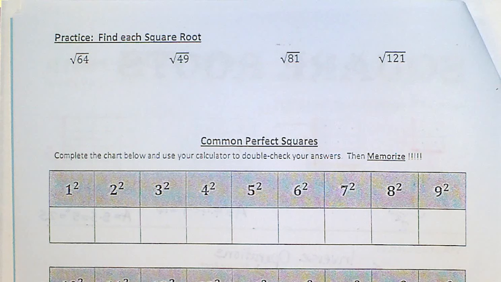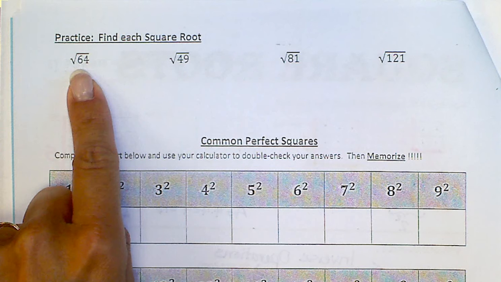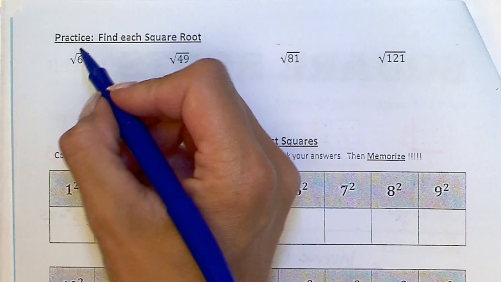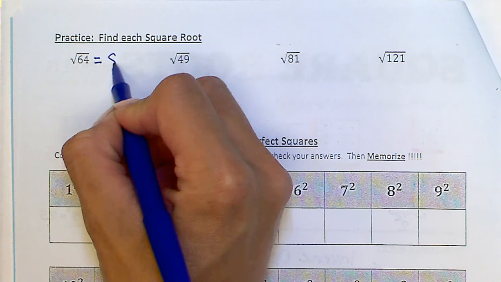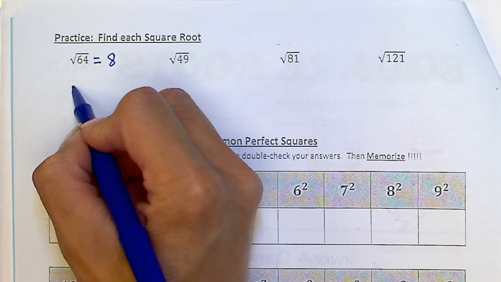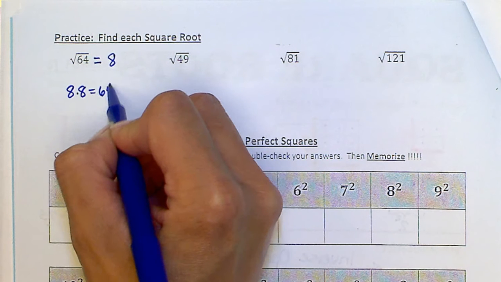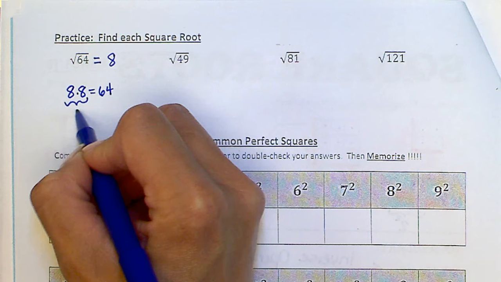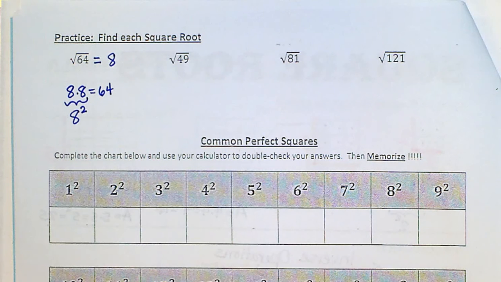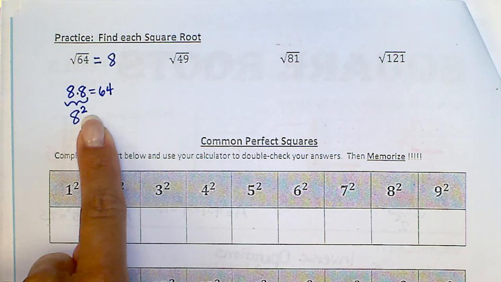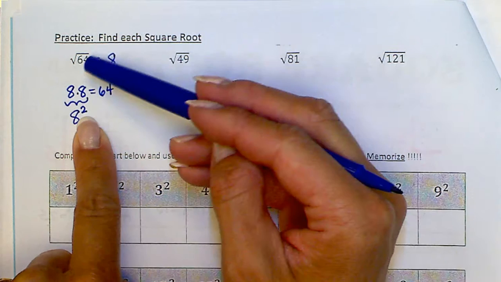Now we're going to practice our square roots. So the square root of 64, we're thinking what number times itself is 64? Well, that number would be 8, because 8 times 8 is 64. And remember, 8 times 8 is the same as 8 squared. So squaring 8, that's squaring a number, and square root is the opposite.